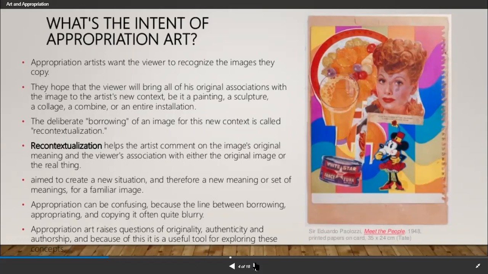So appropriation art raises the question of originality. How can we say that this second piece that the artist made is more original than the first one? The authenticity, the essence of being original, is questioned, and the authorship: who made it better, who was the original one? How can we say that? Because of this, it is a useful tool for exploring these concepts.